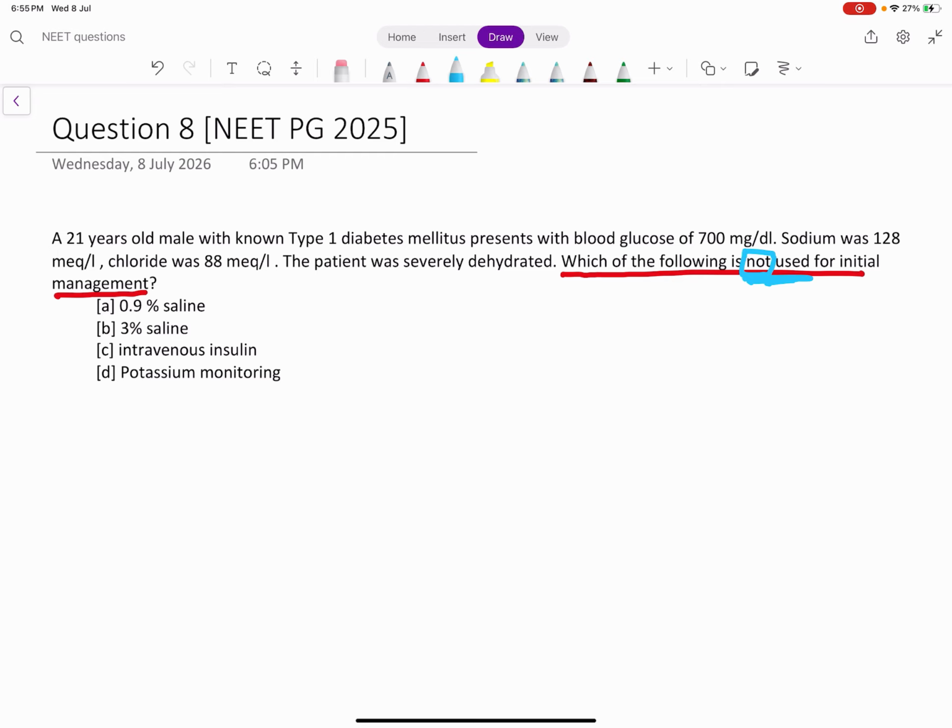A 21 years old male with known type 1 diabetes mellitus presents with blood glucose of 700 milligrams per deciliter. Sodium was 128 milliequivalents per liter. Chloride was 88 milliequivalents per liter. The patient was severely dehydrated. I think the diagnosis is more or less obvious. This looks like a diabetic ketoacidosis.